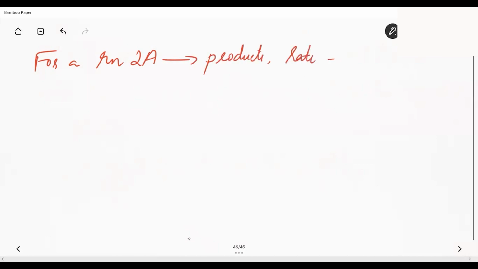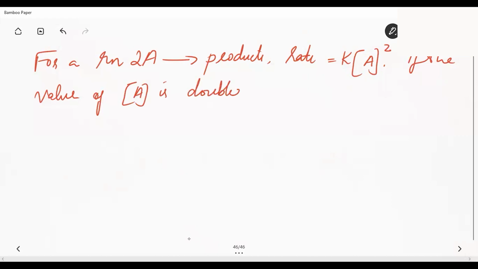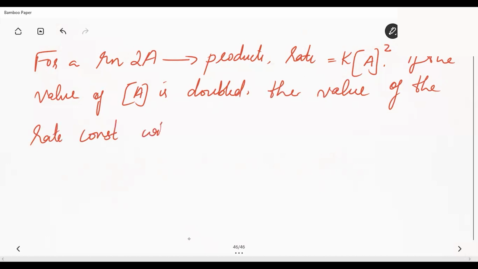Okay. And now moving to the next question. If for a reaction A giving products, and the rate is given, rate is equal to K times A raised to 2. Okay, if the concentration of A is doubled, the value of the rate constant will be.